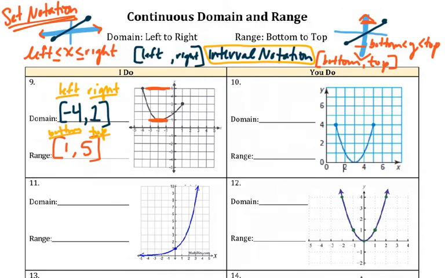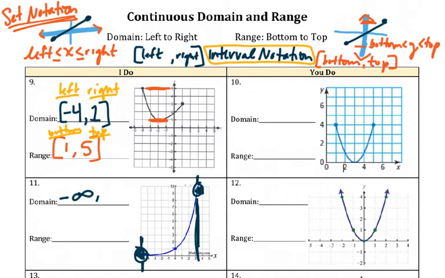Okay, so let's look at number 11. So in number 11, again, domain is the left side to the right side. But what do you notice about the left and the furthest right side of the graph here? What we notice is that they're arrows. So when we have arrows, what we're going to do is we're going to write a symbol called infinity. So this arrow is going towards the left, so it's going to go forever to the left. That's the negative infinity sign.